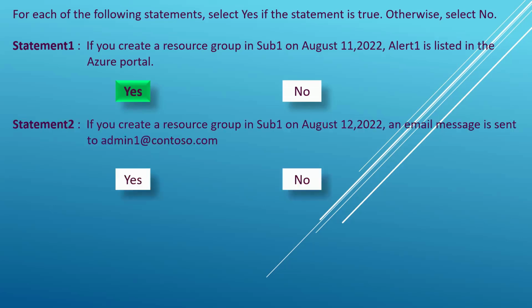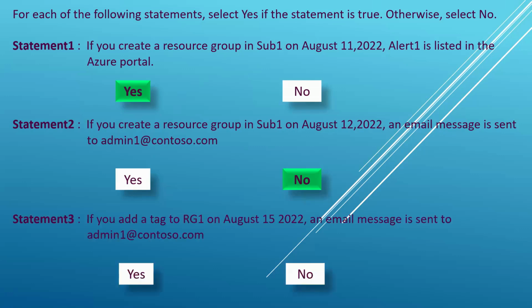Now, the second statement is, if you create a resource group in sub1 on August 12, 2022, an email message is sent to admin1@contoso.com. This statement is incorrect because here we are talking about an alert being sent, and August 12 lies between August 11 and August 13. So this alert will be suppressed and there will be no email that will be generated.